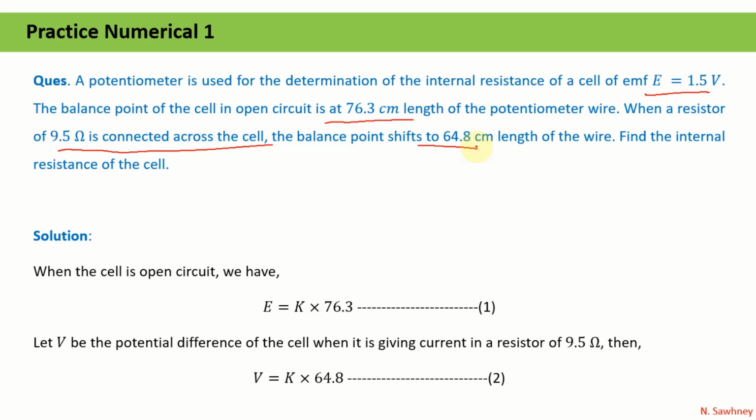See, when the cell is open circuit, it is given that E is equal to 1.5. So the EMF is equal to K times the length, where K is the potential gradient. From there we get equation number 1. After that, the balance point is obtained when a resistor of 9.5 ohm is connected across the cell, and that balance point is 64.8 centimeter. So when a resistance is included, it will become terminal potential difference. So V is equal to K times the length L2, that is 64.8 centimeter. Let us mark it as equation number 2.